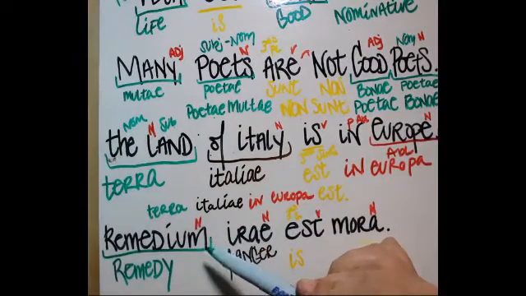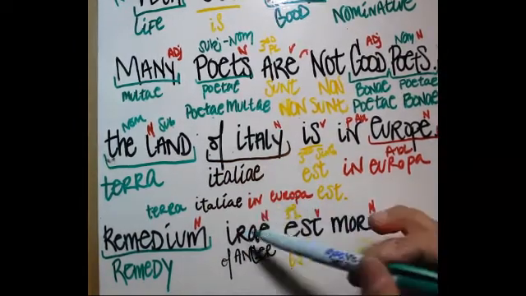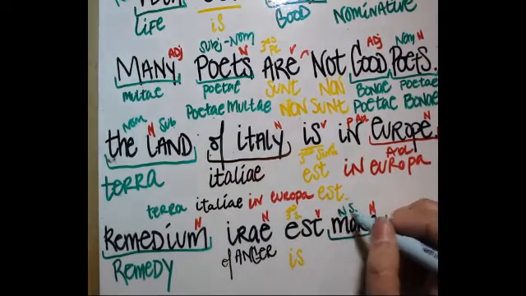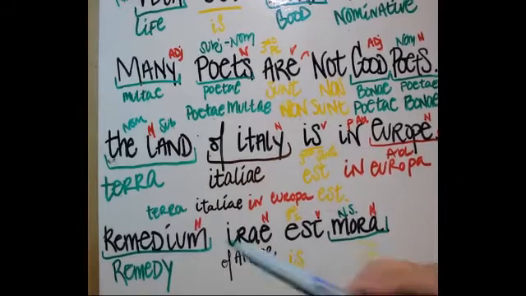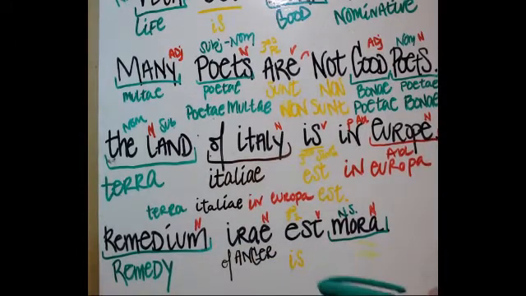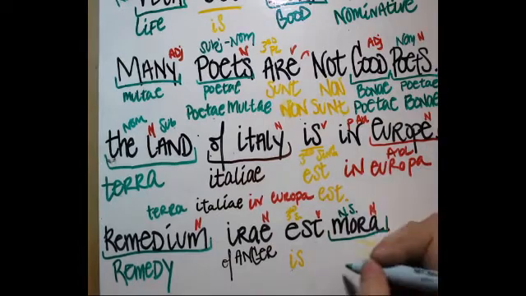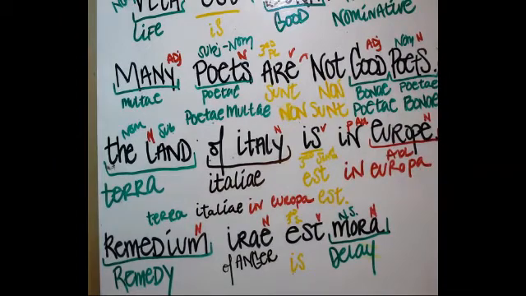So we're drawing an equivalency here between remedium and mora. Remedium est mora. This here is just kind of there for a little extra information. So this is a nominative singular. Now these are two different genders, but that's fine because mora is not modifying remedium. In a predicate nominative, they're not trying to modify each other. It's drawing an equivalency, saying these two things are the same. All right, good practice today.